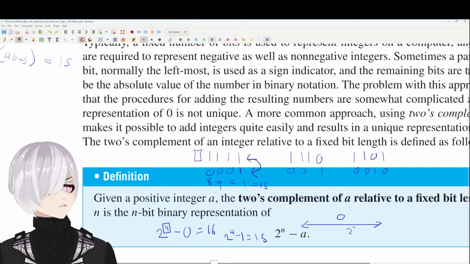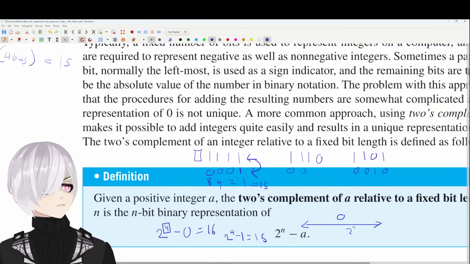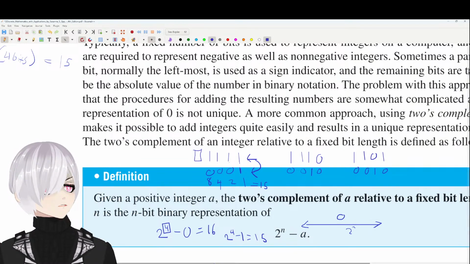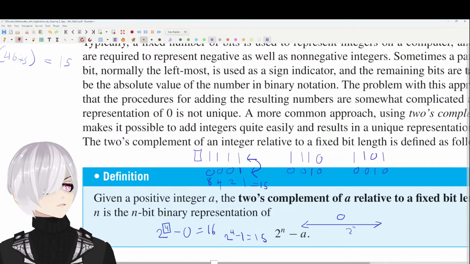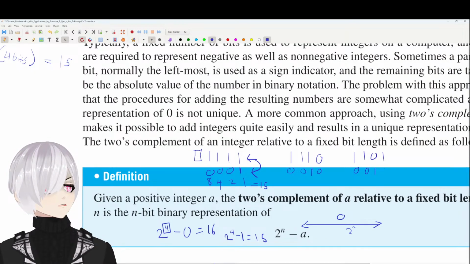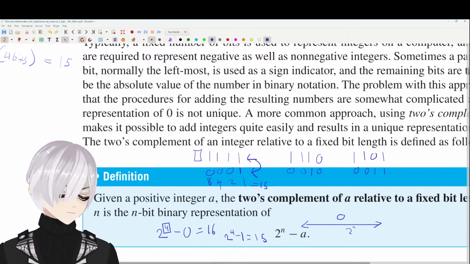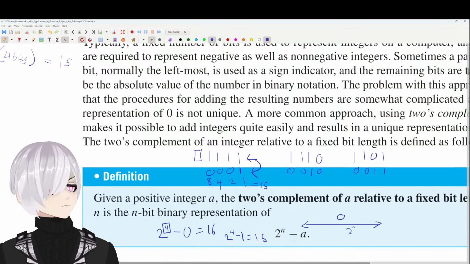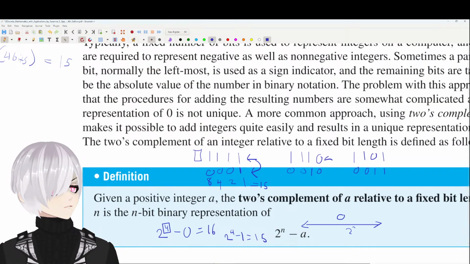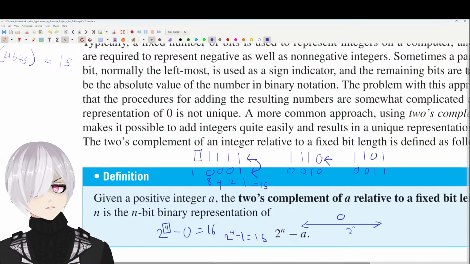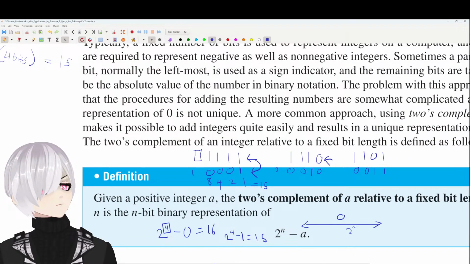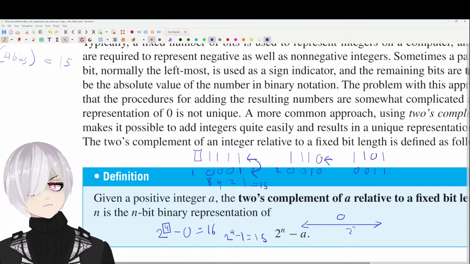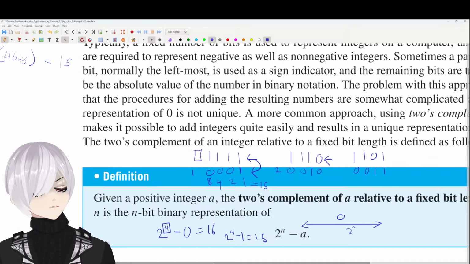Yeah, and then 15 would be 8 plus 4 plus 2 plus 1. So that's 2 cubed plus 2 squared plus 2 to the first plus 2 to the 0. So it'll be 1, 1, 1, 1. Makes sense. So let's see. The 2's complement of 1 is 15. So the 2's complement of 2 is likely 14 because we didn't change the bits, right?